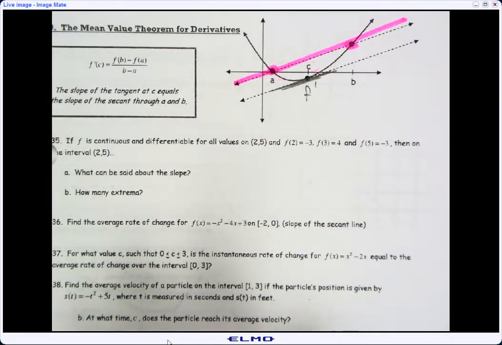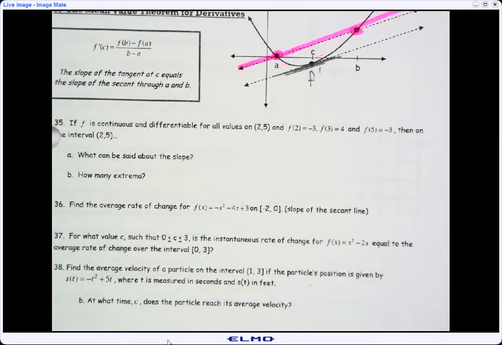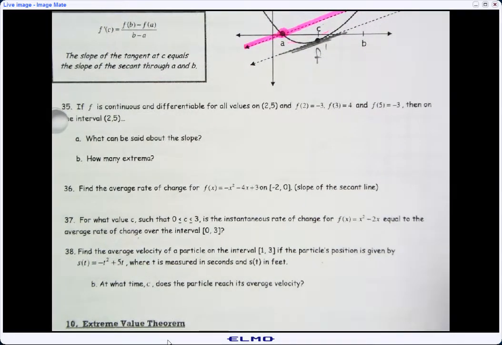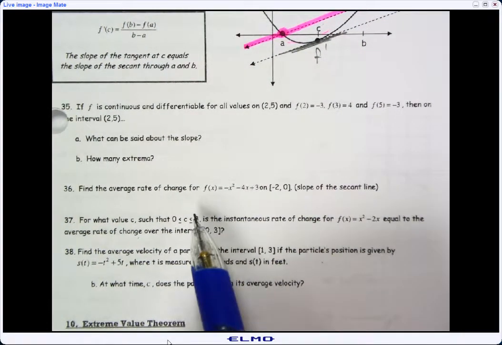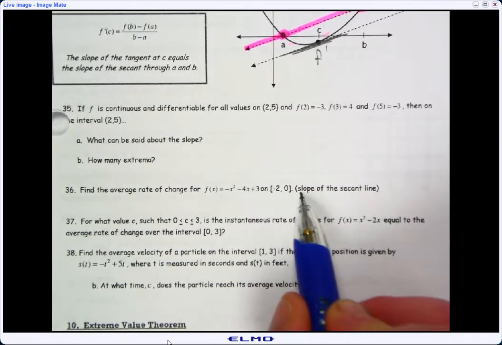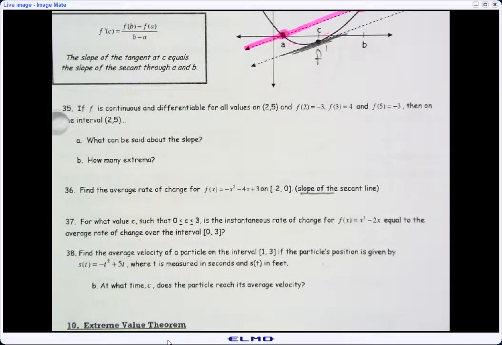So this shows up in a whole bunch of different ways, and we'll work through some of these together in class and examples. But the average rate of change, the slope of the secant line, somewhere equals the instantaneous rate of change, which is the derivative.